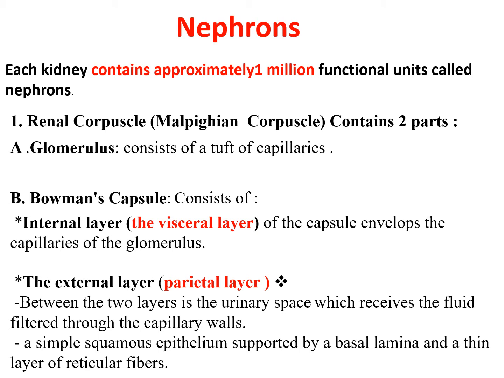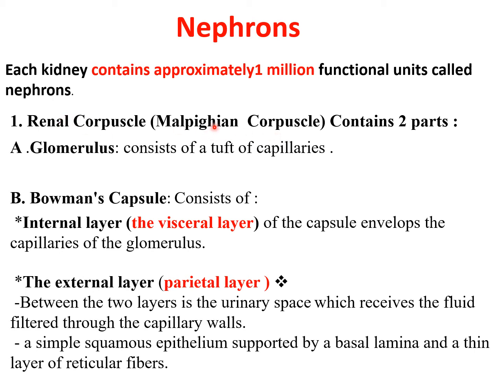Now we'll talk about the nephrons. Each kidney contains 1 million functional units called nephrons. Each nephron contains two parts, the renal corpuscle or Malpighian corpuscle and the renal tubules.